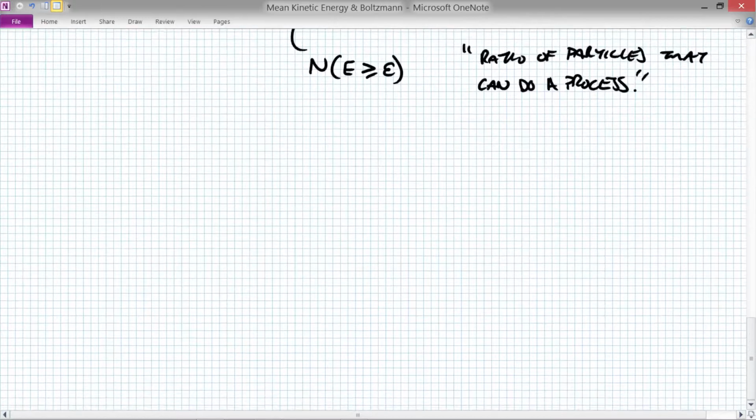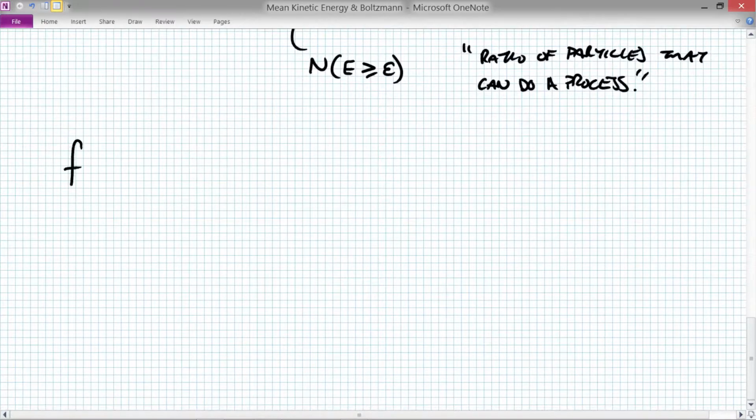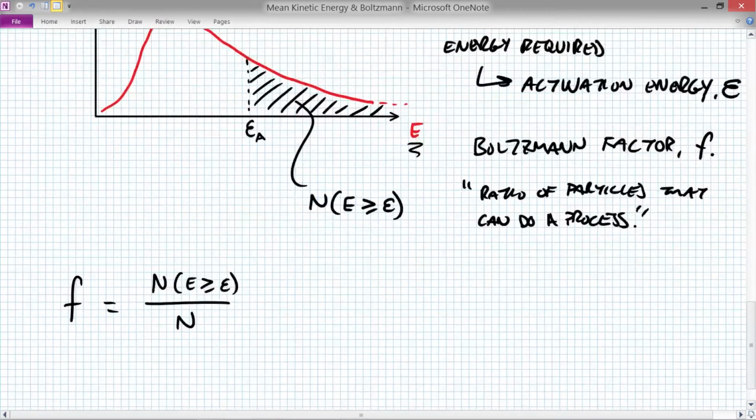So mathematically, what he said was F is equal to the number of particles that have energy greater than or equal to the activation energy as a ratio of the total. And what he found, if you do that integral, is that's just equal to E, Euler's number, to the power minus activation energy divided by KT.